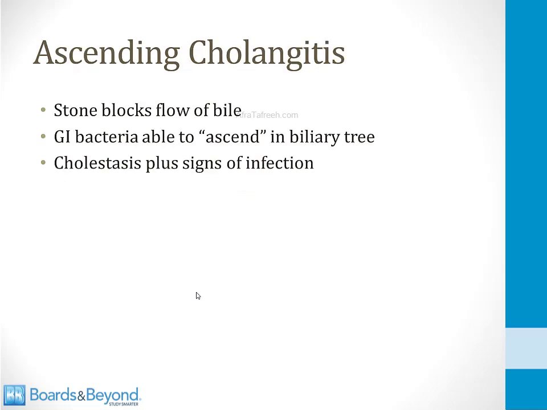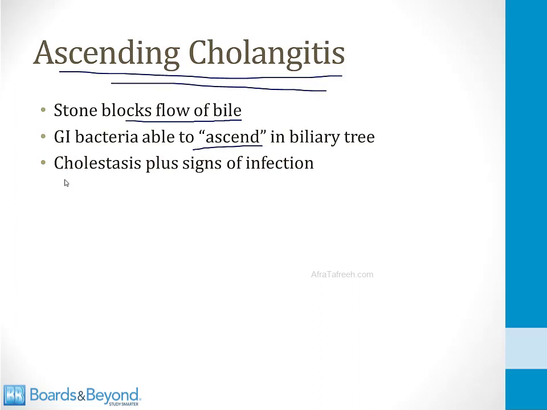AIDS cholangiopathy is very rare, but much more common is ascending cholangitis. This occurs when a gallstone blocks the flow of bile, and the flow of bile is one of the things that keep bacteria from migrating up the biliary tree. So when the flow of bile stops or slows because of a gallstone, GI bacteria are able to ascend in the biliary tree and cause an infection, and that's called ascending cholangitis.